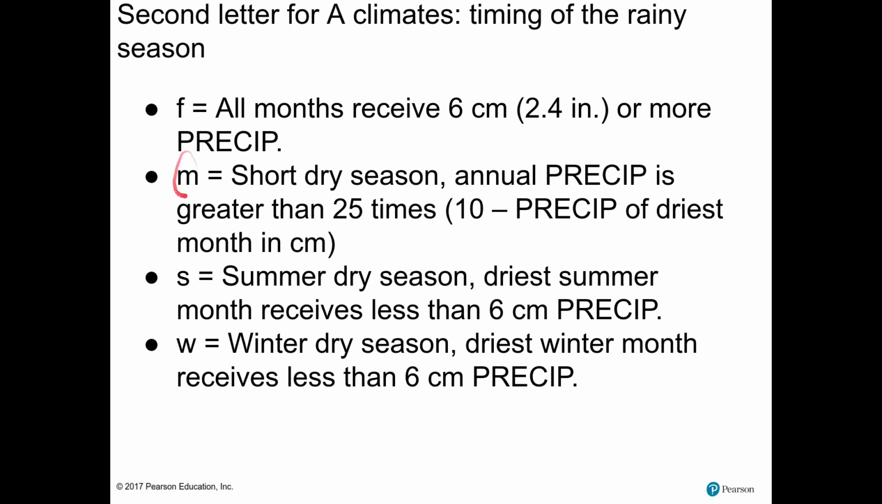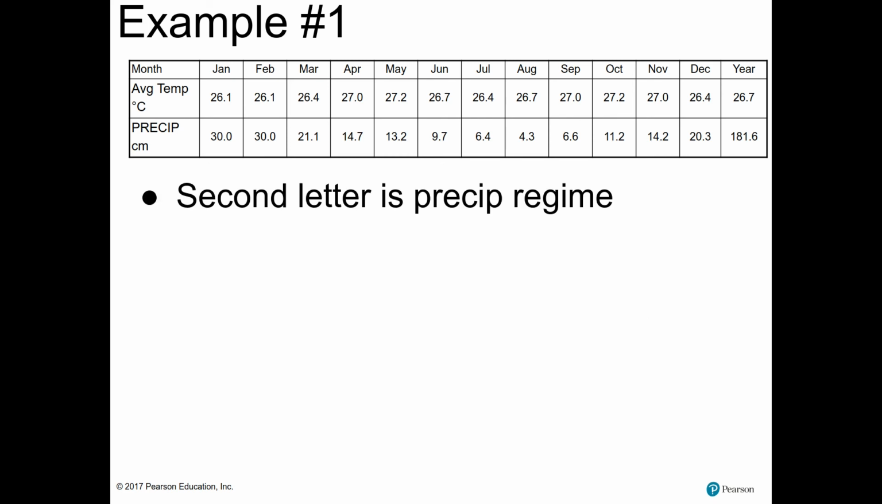Or if not, then we have to check, is it a monsoon? Is the annual precip greater than 25 times 10 minus the precip of the driest month? And then if it's not an F and it's not an M, we have to check, is it an S? If it's not an S, we check if it's a W. So this is the part where I say, make sure you have your classification chart handy as we look.